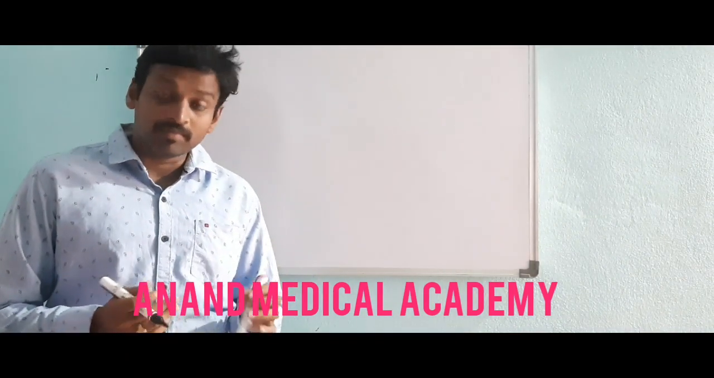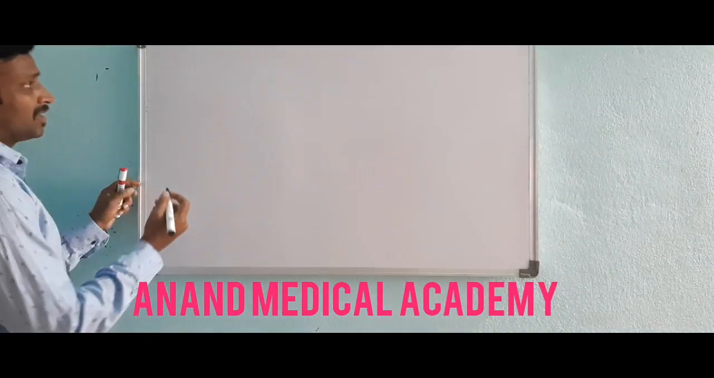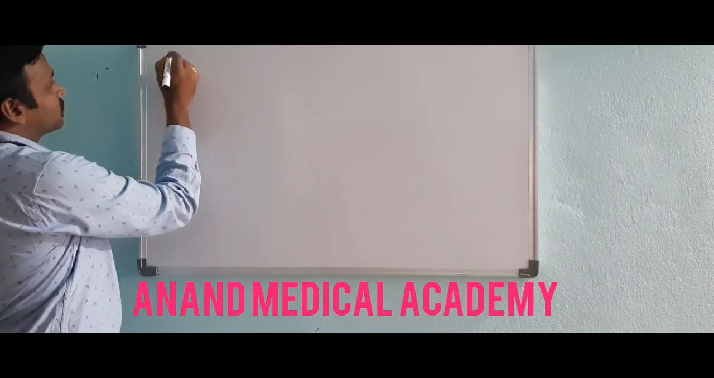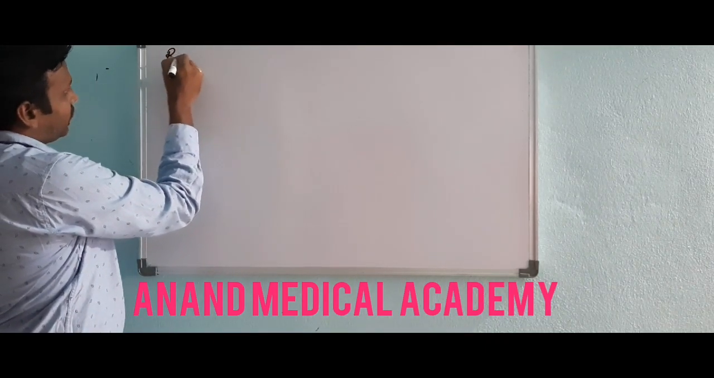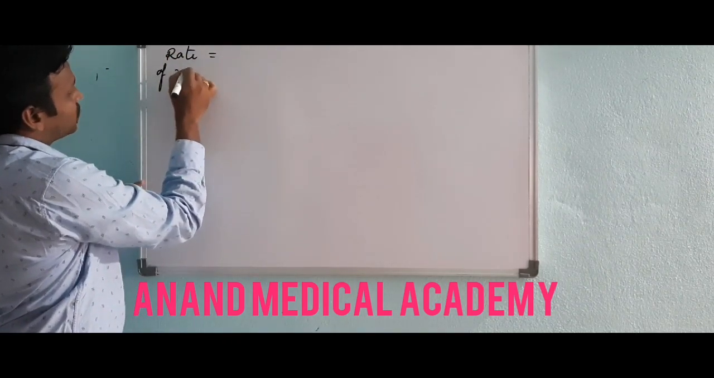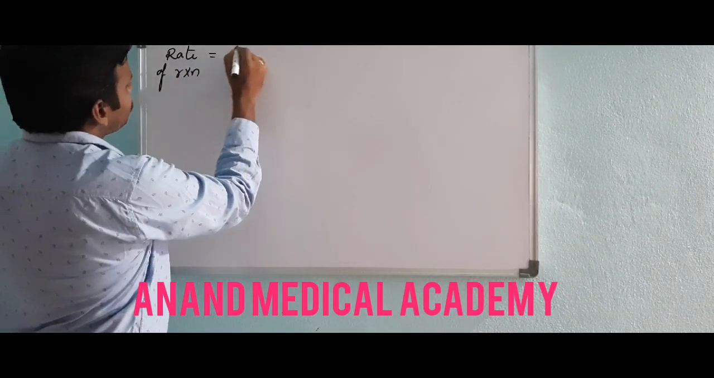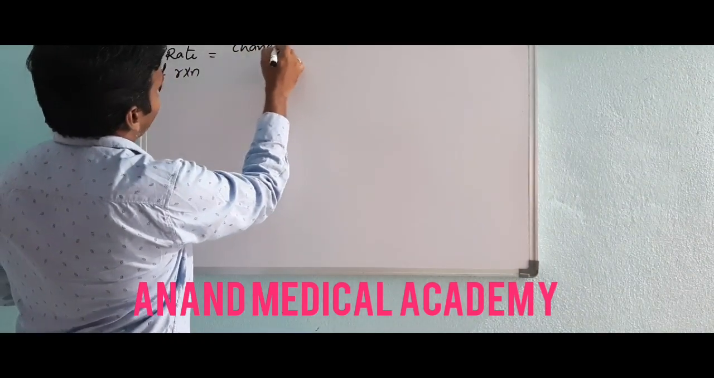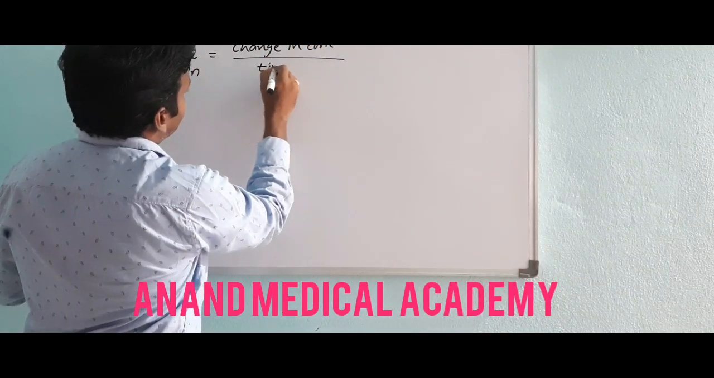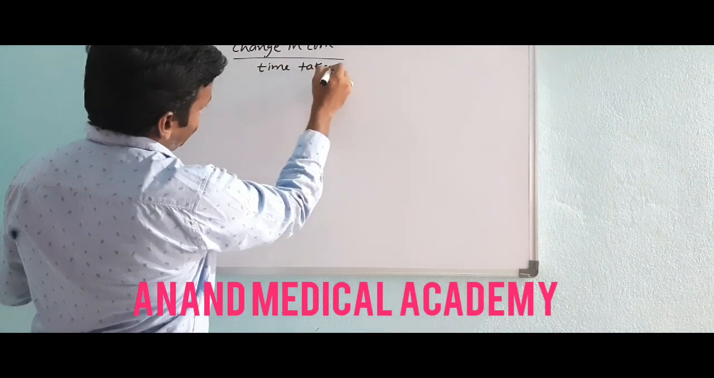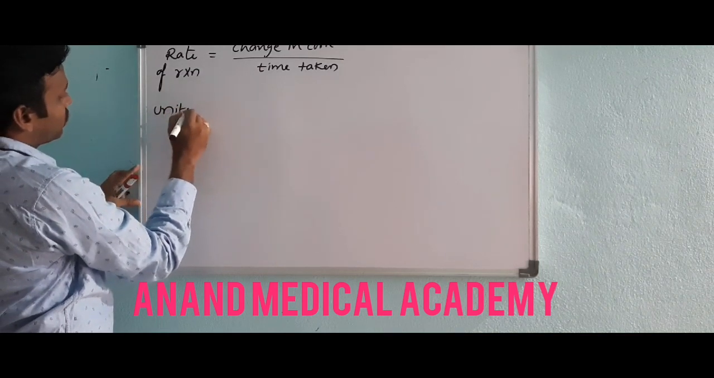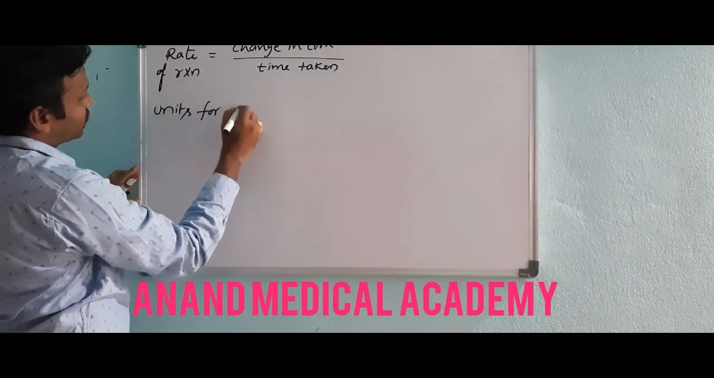Previously we discussed the rate of reaction for a particular reaction, when reactants are converting into products. So for rate you have some clarity, I think. Rate of reaction is equal to change in concentration by time taken. Okay, so here I want units for rate, units for rate of reaction R.